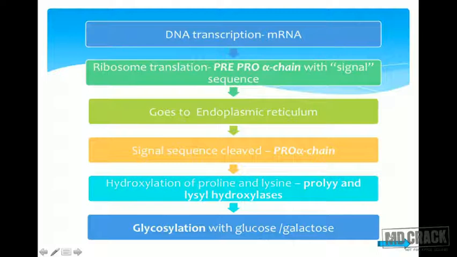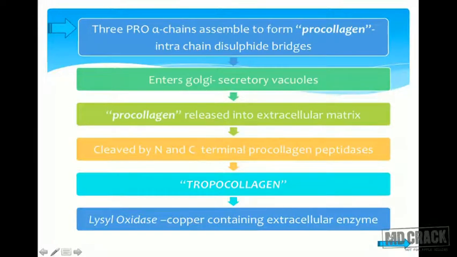Look here. DNA transcription results in the formation of mRNA. Ribosome translation produces the pre-pro-alpha chain with the signal sequence, which goes to the endoplasmic reticulum. The signal sequence is cleaved, resulting in the pro-alpha chain. Hydroxylation occurs by prolyl and lysyl hydroxylases. As I said, these vitamin C-containing enzymes have an absolute requirement for vitamin C. Then glycosylation with glucose and galactose.